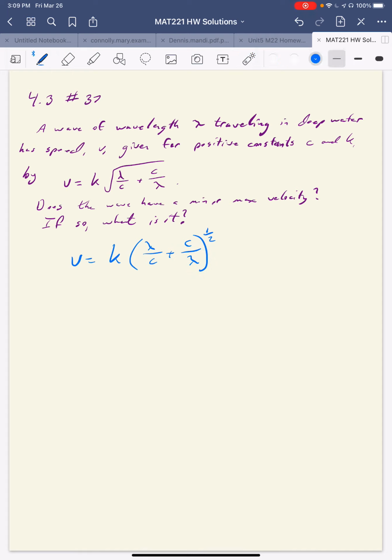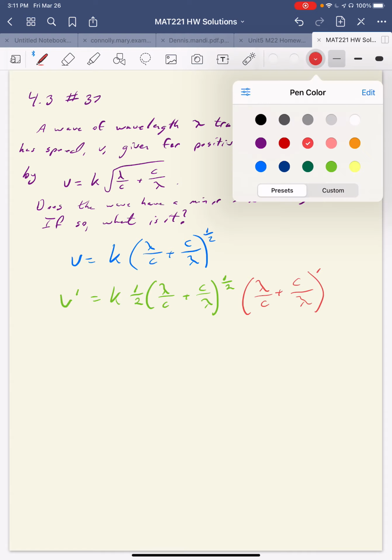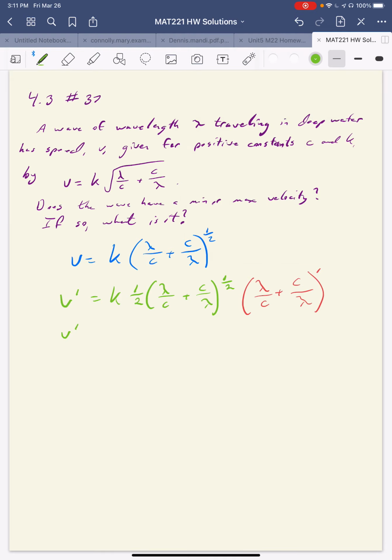Now I have this right here, but I'm not quite done, because when I use the power rule, the base of my power is not just simply lambda, it's actually a function in its own right. So I have to now apply the chain rule. What I need to do is take the derivative of that inside part, lambda over c plus c over lambda. So now I'll come down here and finish this off.